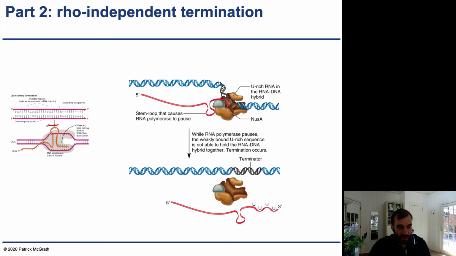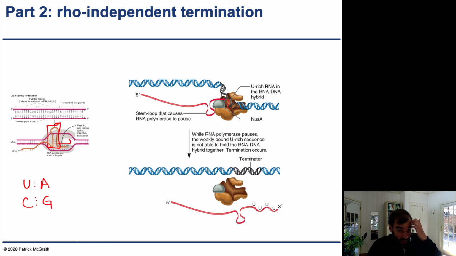So again, we need the sequence that's part of this hairpin, and then we also need to have a run of U's or A's. The reason for that is, if you remember, U's and A's have 2 hydrogen bonds, C's and G's have 3 hydrogen bonds. So the bond between U and A is weaker than the bond between C and G. And so if you have a large number of U's or a large number of A's, you end up having a much weaker binding between the DNA and the RNA molecule.